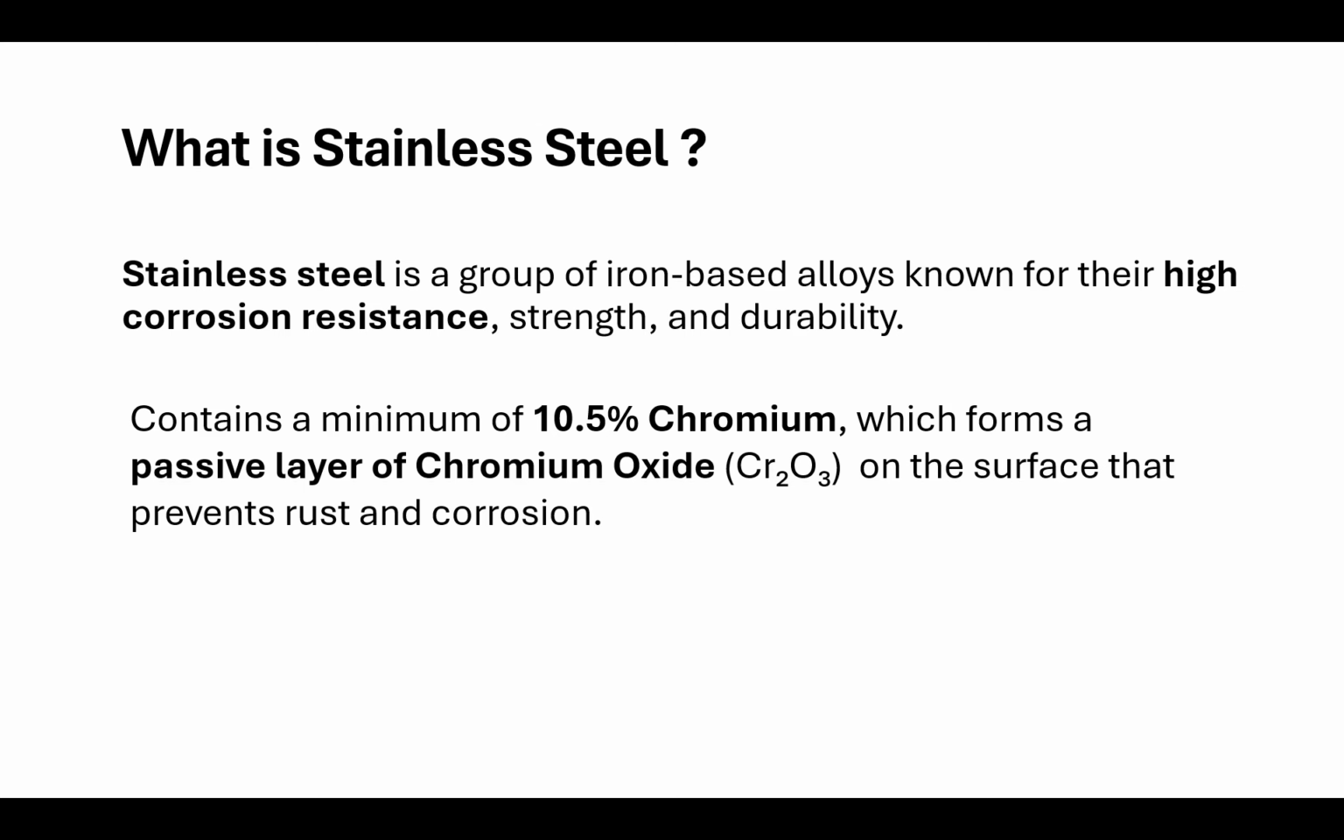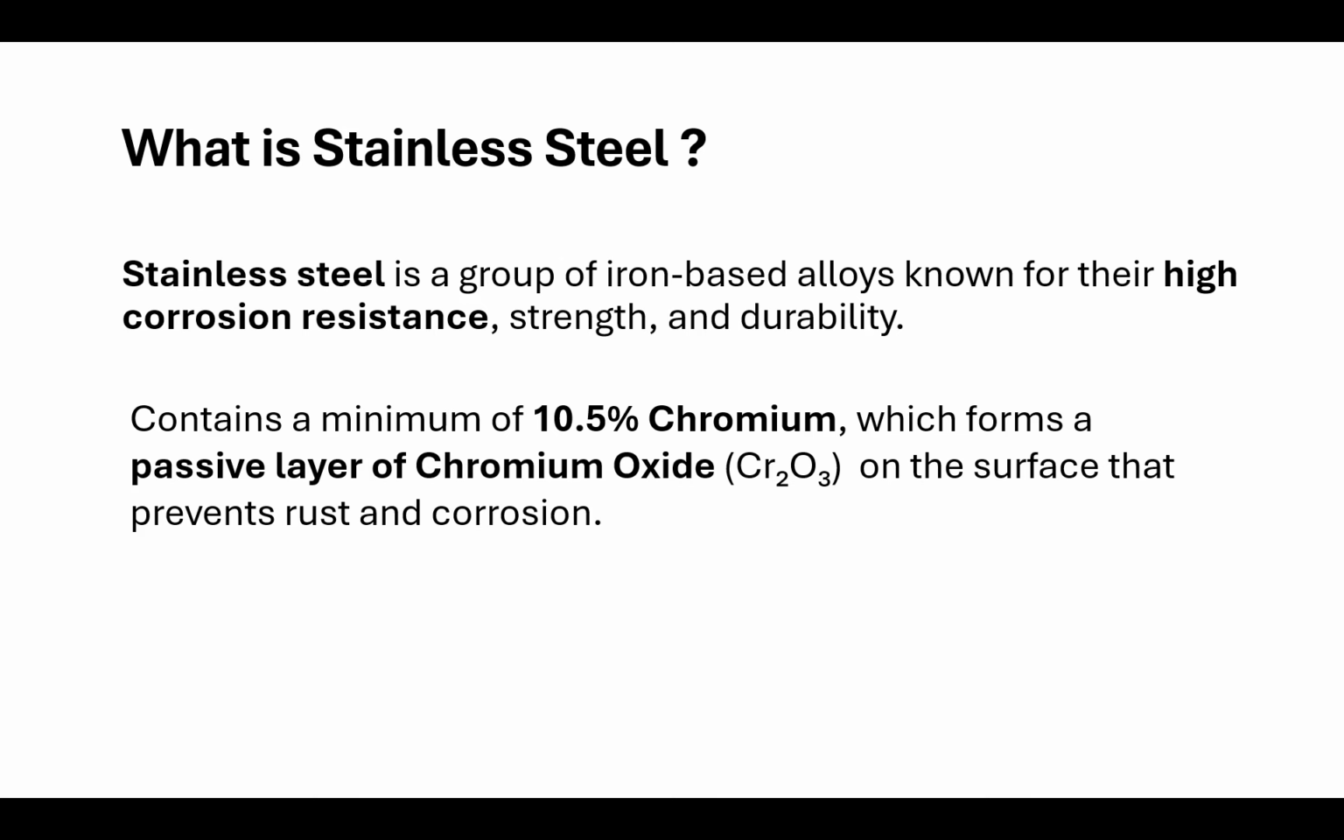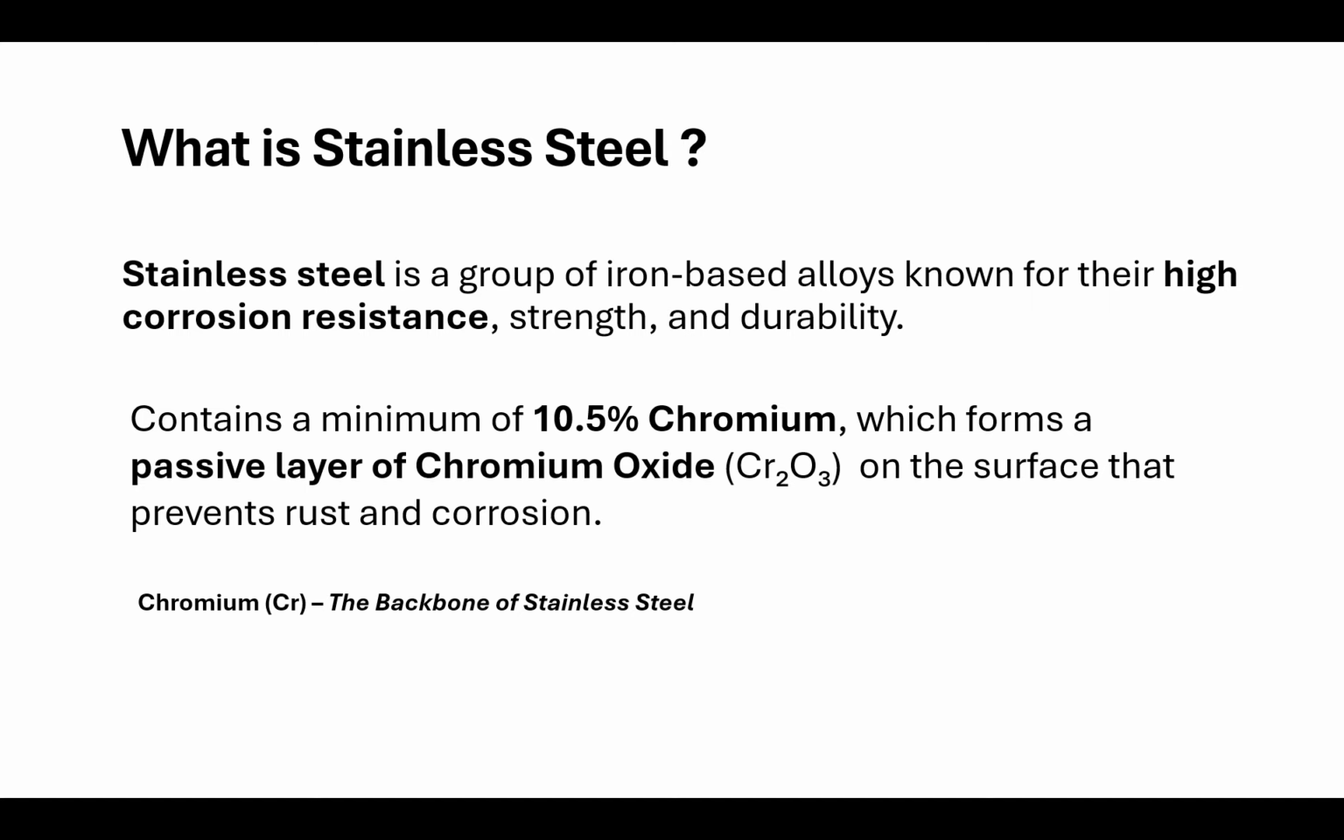Now, stainless steel contains, as I mentioned, 10.5% or more chromium, which forms a passive layer of chromium oxide, Cr2O3. This is called chromium oxide on the surface of the material that prevents rust and further corrosion. So chromium is the backbone in stainless steel. That's the most important element.